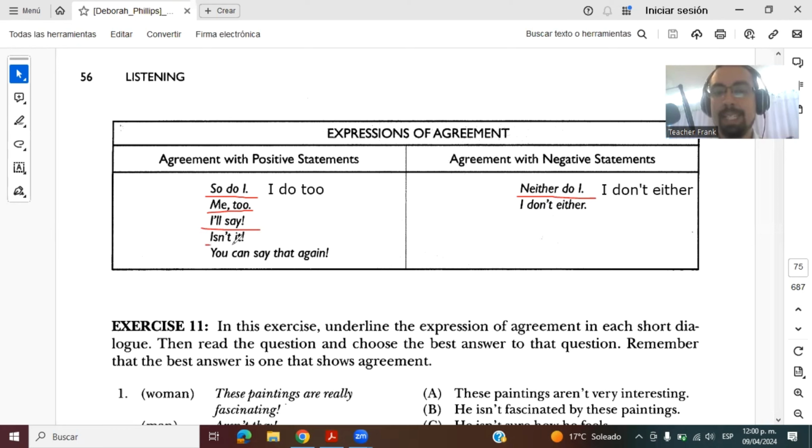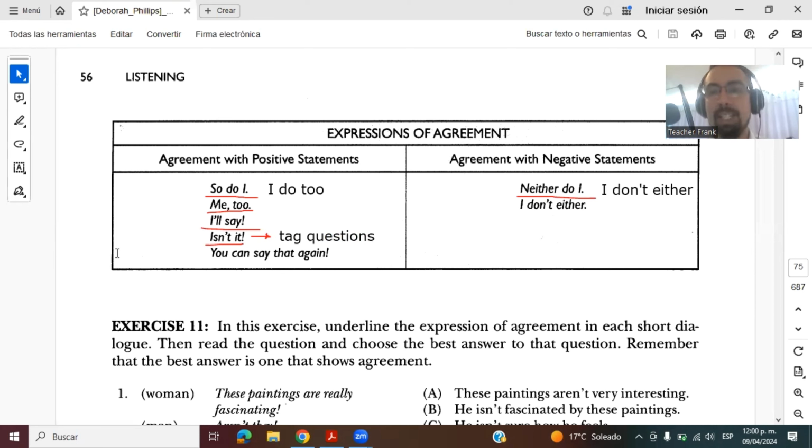Isn't it is a variation of a tag question, right? So if you want to find out more information about this, investigate or look up tag questions. But this is basically when you say, this is very good, isn't it? In Spanish, it's like saying, verdad, sí y no, right? Esto es muy bueno, ¿verdad? Esto es muy bueno, sí. Esto es muy bueno, no.